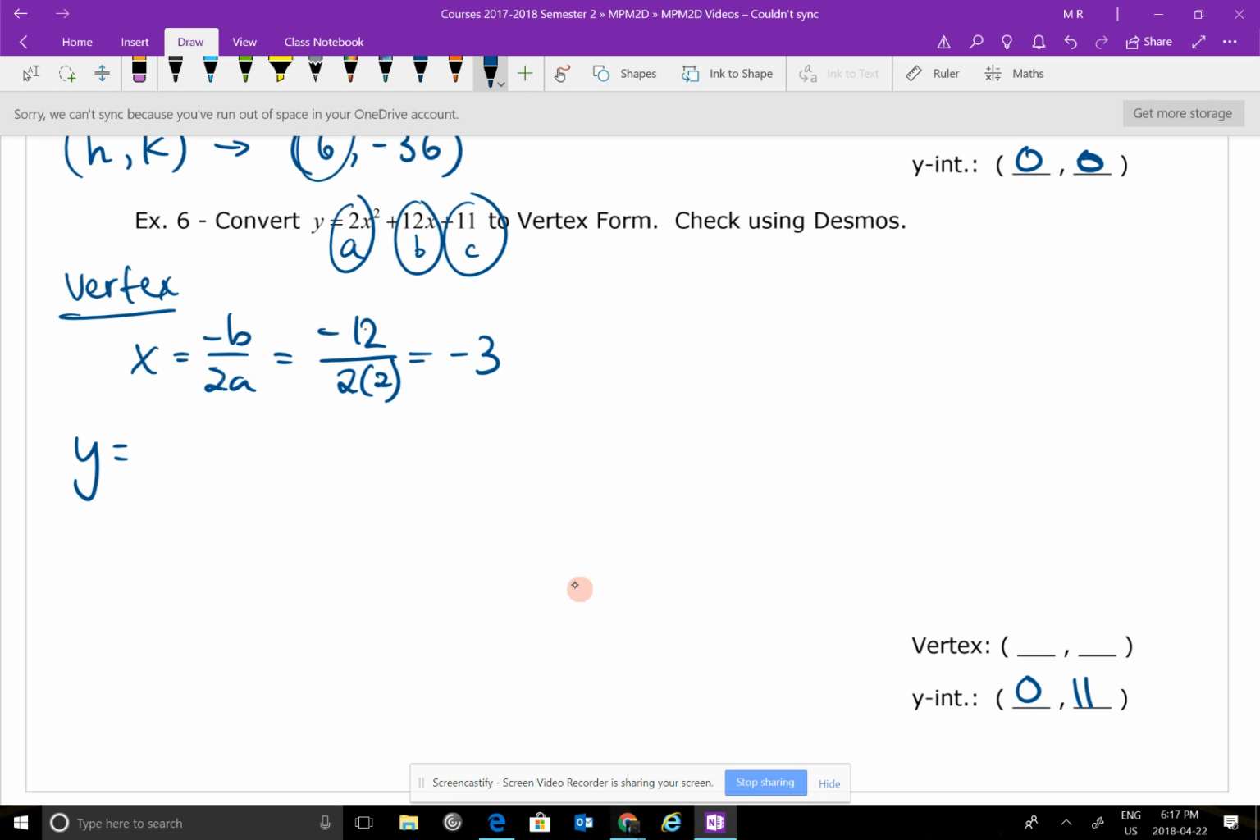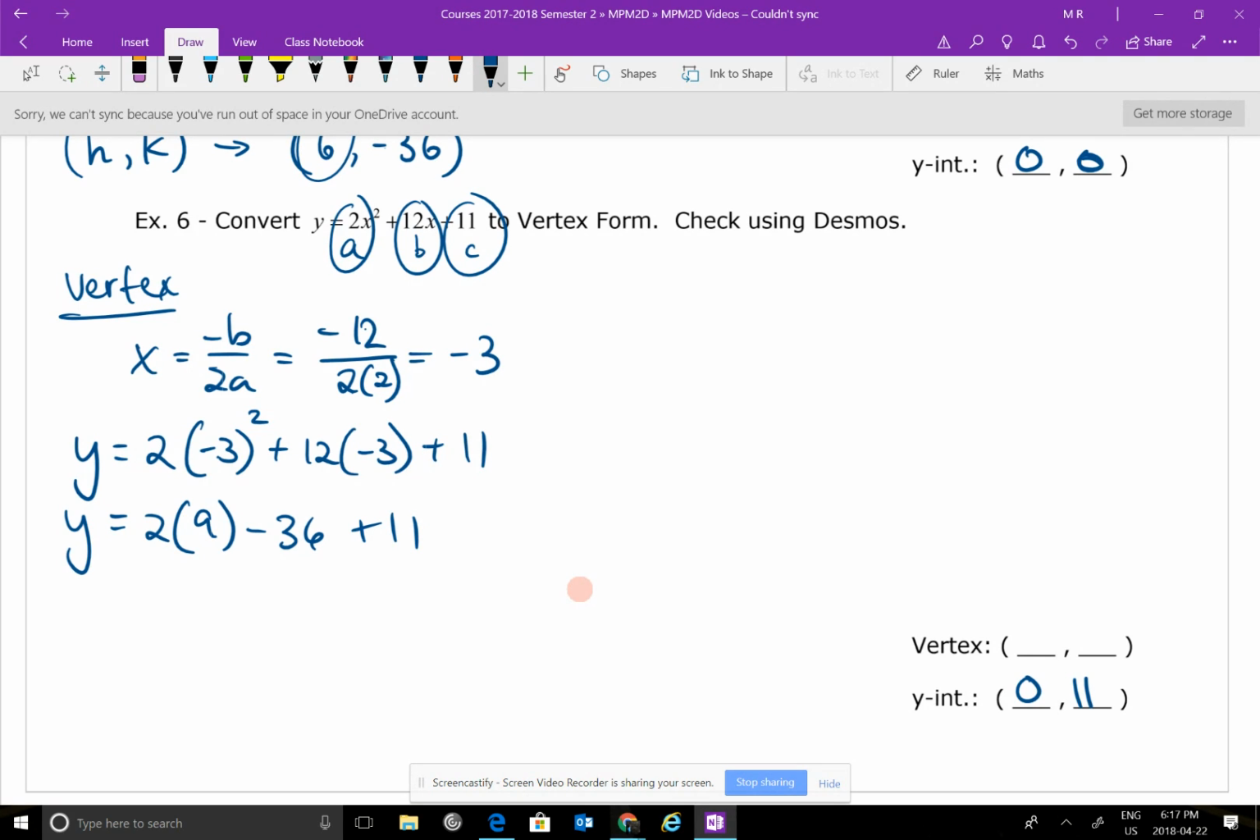My y-coordinate would be, let's plug in the negative 3 into the equation. So 2 times negative 3 squared plus 12 times negative 3 plus 11. And solving for y, we get 2 times negative 3 squared is positive 9. 12 times negative 3 is negative 36, so I'll say minus 36 plus 11. And so 2 times 9 is 18. If we subtract 36 and add 11, we would get a y value of negative 7. So now our vertex h and k is x-coordinate is negative 3, and the y-coordinate is negative 7. Let's write that here, negative 3 and negative 7.